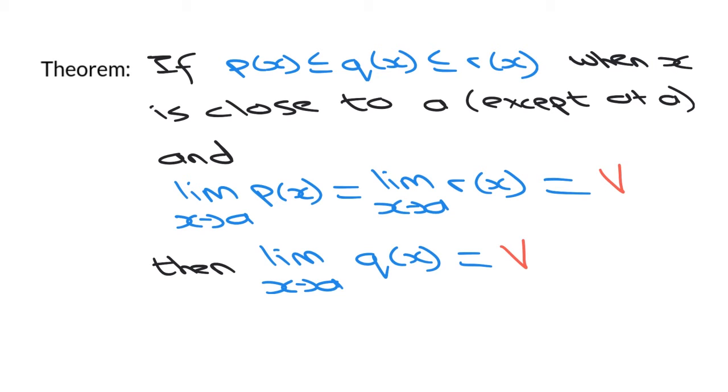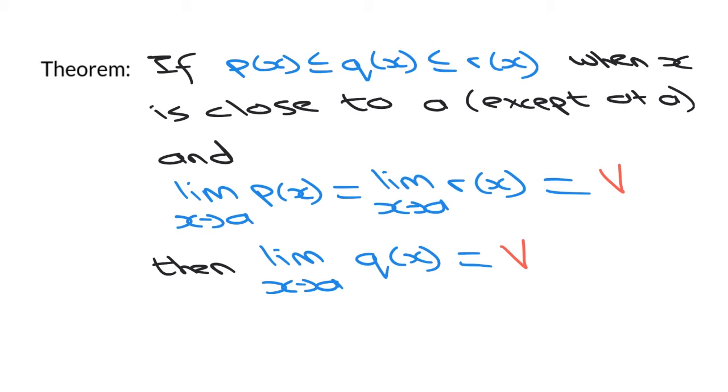The squeeze theorem, or the sandwich theorem, says if q of x is in between, in other words, if q of x is greater than or equal to p of x, but less than or equal to r of x when x is close to a, except possibly at a, and the limit of p of x as x tends to a is the same as the limit as x tends to a of r of x, so the two slices of bread, you would say, for the sandwich is equal to a value of v, then squeezing in the stuffing, squeezing in your q of x, you would have that the limit as x tends to a of q of x must also be equal to the value of v. Alright, so that is just the gist of the squeeze theorem.